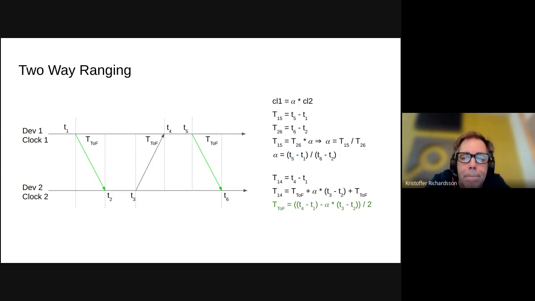And this is pretty much what we do. I don't know if you read maybe the manual for the Decawave chip, the formula is going to look slightly different, but that's because they take the alpha and sort of reorganize the numbers a bit, but it should be the same.